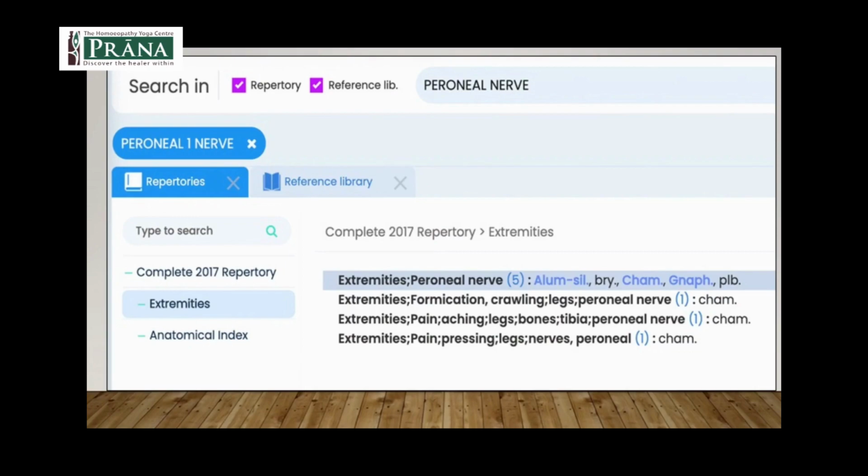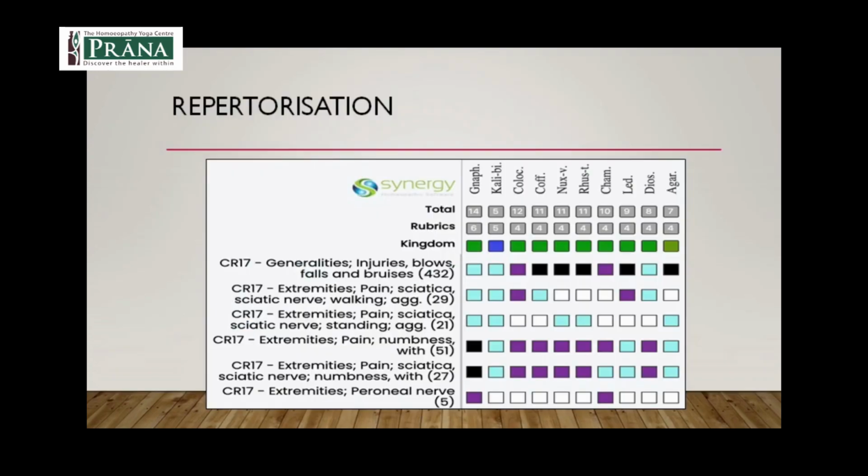So I tried to find out in the repertory. In the Synergy software, in the search engine, I put the words peroneal nerve just for my curiosity, to see whether we have remedies in our materia medica whose action is on the peroneal nerve. And what rubric did I get? In Extremities, peroneal nerve. What are the remedies? Alumina silicata is there, Bryonia is there, Chamomilla, Gnaphalium, Plumbum. Very short group I got. So I thought let's repertorize.